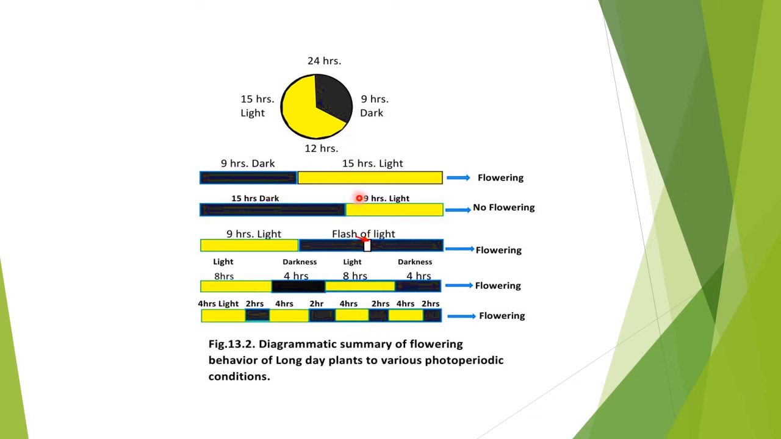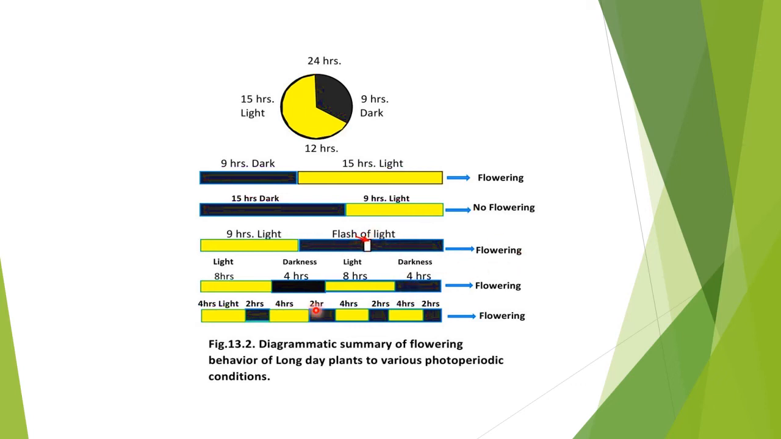So here it has been seen, with this diagram, it can be explained: it needs 15 hours of light and 9 hours of darkness. Out of this 24, 9 hours of darkness is there, so they require long periods of light. That's why they are called long day plants. So it will show flowering. If you give them a short 9 hours of light and 15 hours of dark, no flowering. If you give them 9 hours of light and in the dark period you give a flash of light, that means flowering is taking place because you are extending the period.